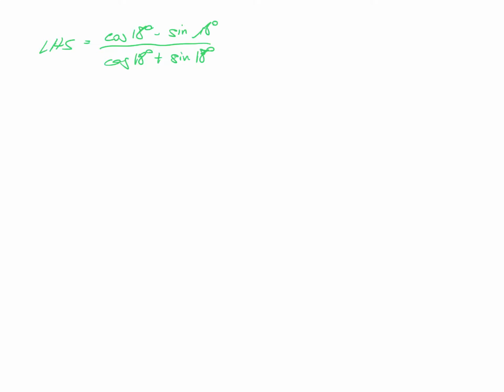One way to solve this is by dividing numerator and denominator by cosine 18 degrees. So basically we are not changing anything because these two cosine 18 degrees can cancel each other out, but it will change the formula. So what we then obtain is 1 minus the tangent of 18 degrees over 1 plus tangent 18 degrees. And now we start to see a formula.